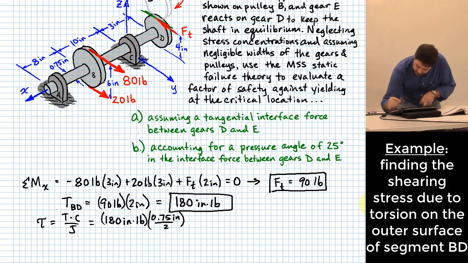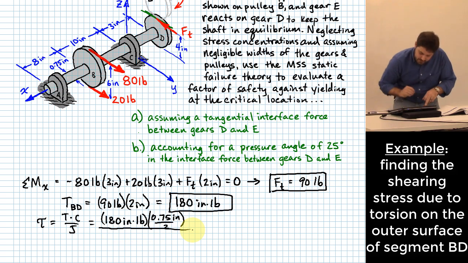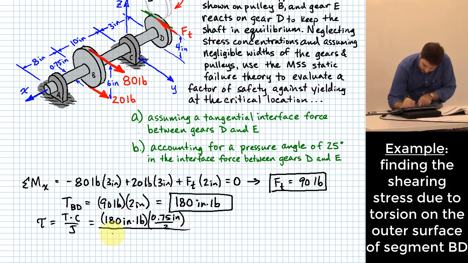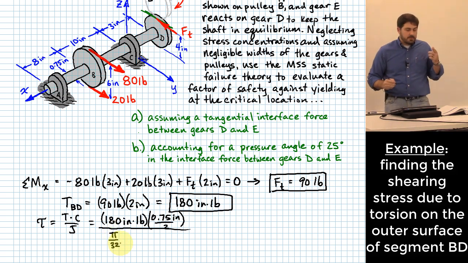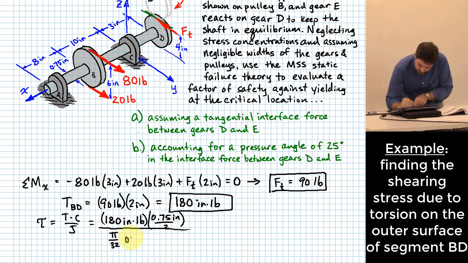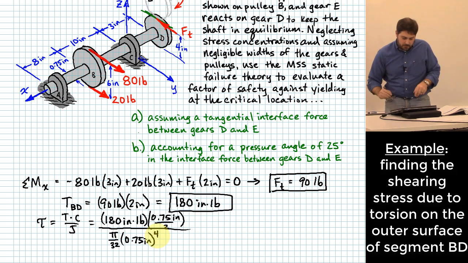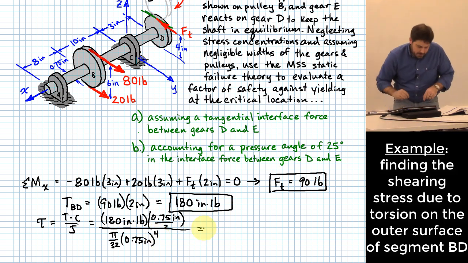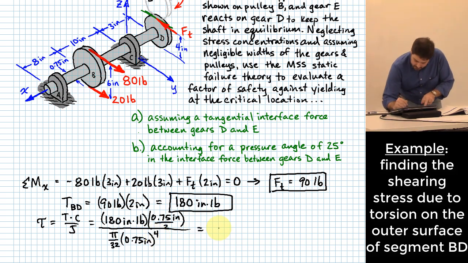All right, let me slide down a little bit here. And what's J? Okay, if you don't remember it, you can look it up, but it is pi over 32 times, if this is a solid shaft, which it is, right, 0.75 inches, which is the diameter, raised to what? Raised to the 4th. Okay, and if I punch all of this in, this gives me 2,173 psi.